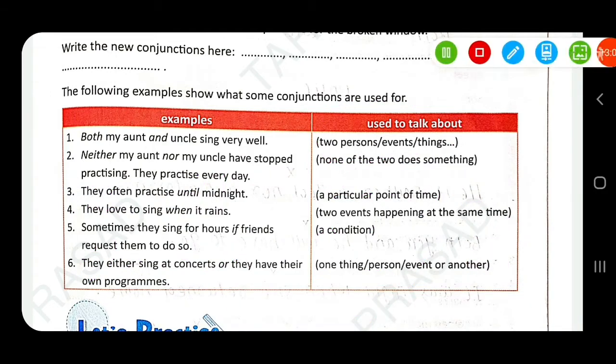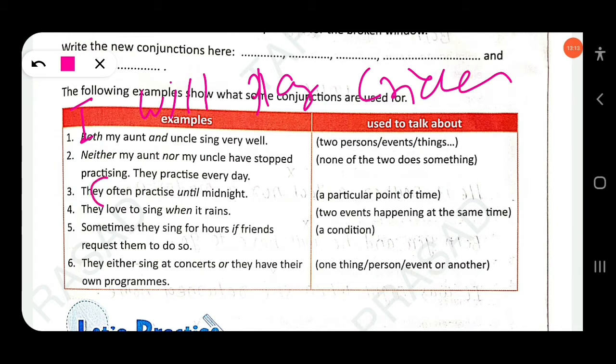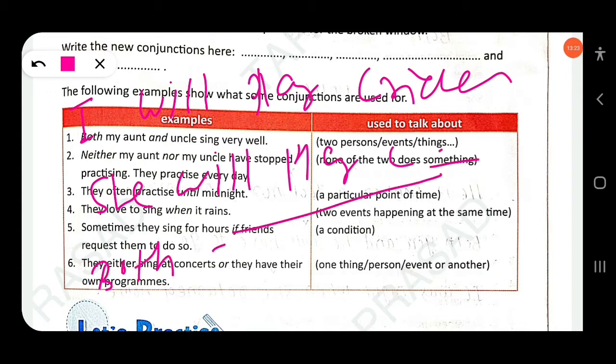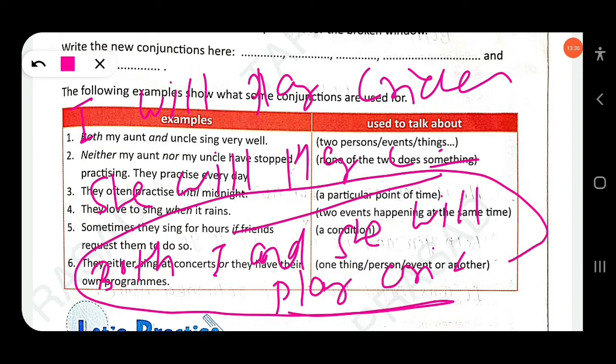Similarly, take another example. I will play cricket. She will play cricket. Okay, now you have to join the two sentences using both and. Both I and she will play cricket. Clear? So in this way, we use both and to connect two sentences. Clear?